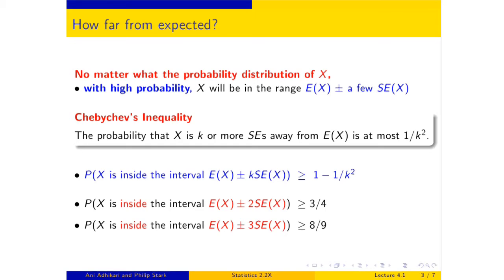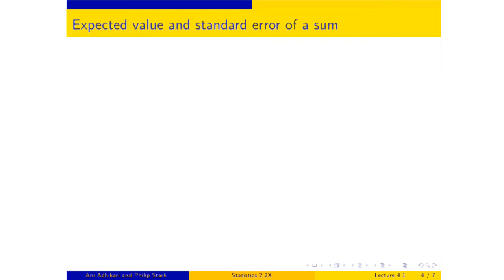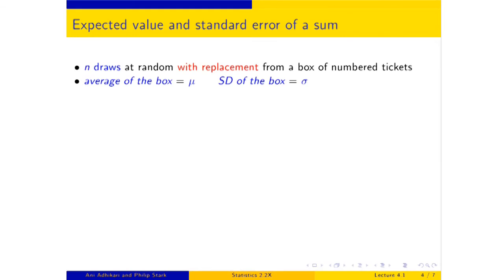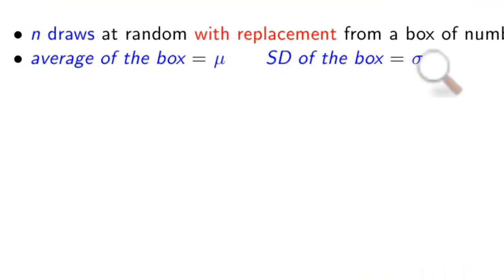And what we're going to do is we're going to stick with random sums, because those are going to be fundamental examples when we look at sample averages and so on. And so here is a result on the standard error of a random sum. And before we get to that, let's remind ourselves what we know about sums of random variables. So what's the basic setup? You've got a number of draws, n draws, at random with replacement, and I'm putting this in red now because it's going to be quite important, from a box of numbered tickets. And I'm going to call the average of that box mu, the Greek m for mean, and the SD of the box sigma, which is the Greek s.